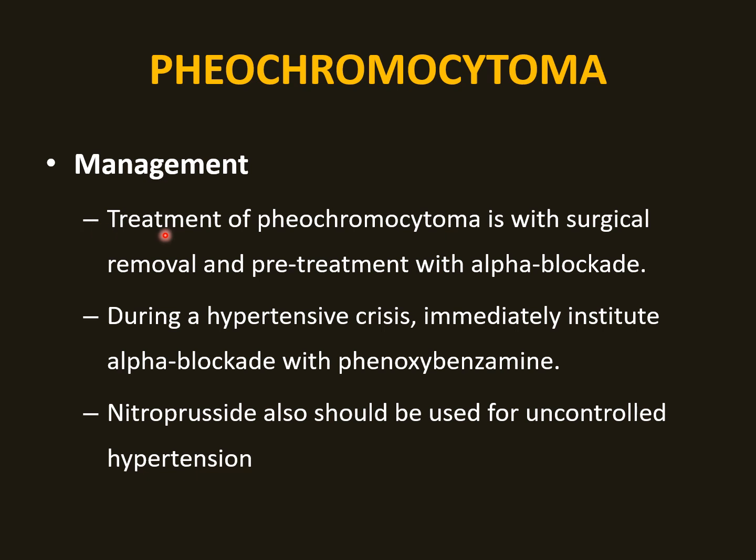Management of pheochromocytoma is surgical removal, but they have to have pre-treatment with alpha blockade with phenoxybenzamine first, before any beta blockers, to prevent hypertensive crisis. If the patient develops hypertensive crisis, they will need alpha blockade, phenoxybenzamine. Nitroprusside or aggressive antihypertensive medicine can be used if the blood pressure is uncontrolled.